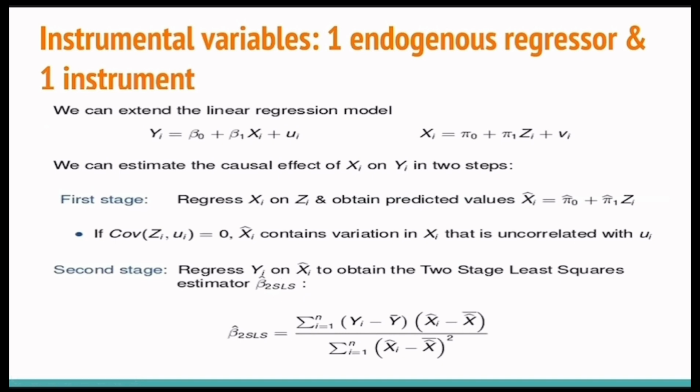Now, what I'm going to show you is, when we introduce the instrumental variable, how do we go about estimating beta 1?